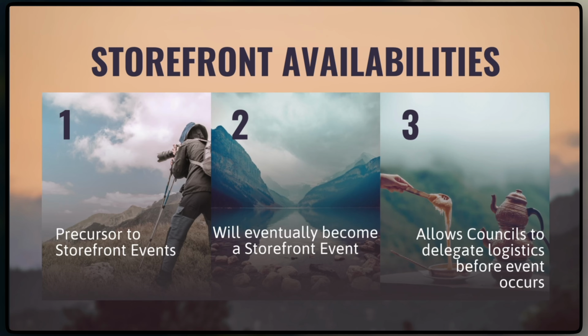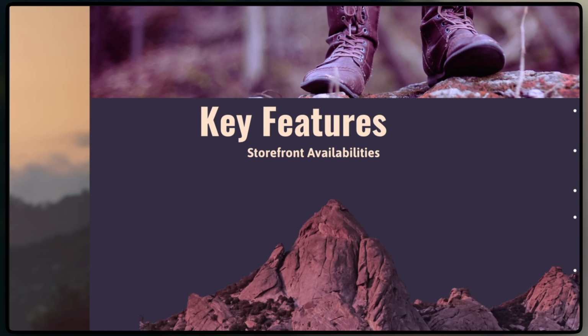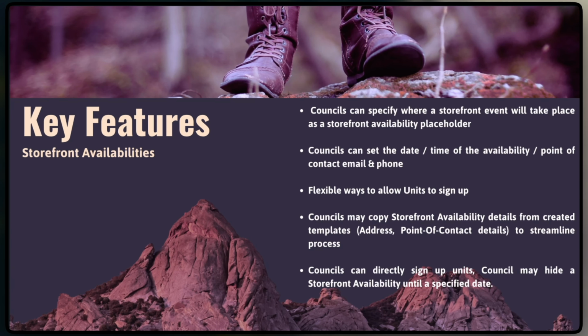Key features of storefront availabilities. To start, councils can create a storefront availability by specifying important details like the location where the event will take place, such as a store or a high-traffic area. They can also set the date and time of the availability and include contact information, such as the name, phone number, and email address of the location's point of contact.